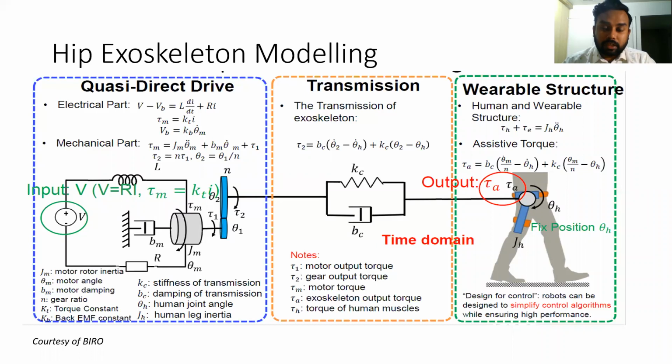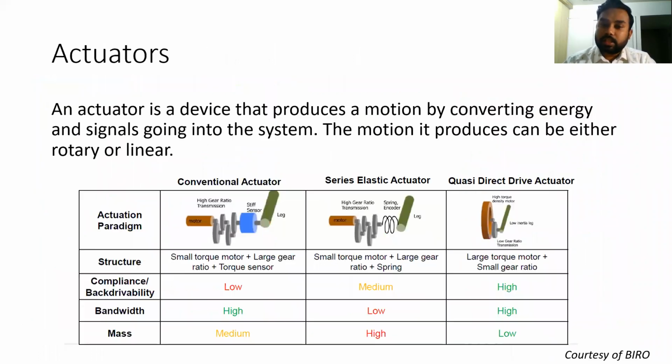An actuator actually plays a very important role in the modeling of the exoskeleton. So let's look at what an actuator is. An actuator is a device that produces a motion by converting energy and signals going into the system. The motion can be either linear or rotary. Those are the two types of actuator. And we can also see the three different paradigms of actuator at the bottom, and they're being compared.